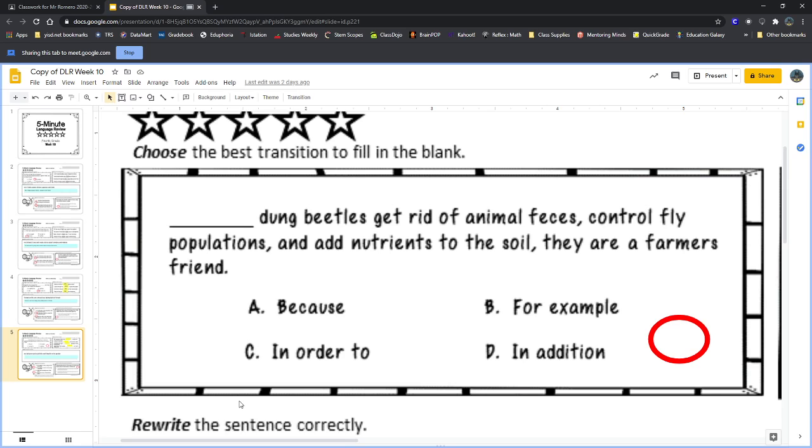If I tried C, it would be, in order to, dung beetles get rid of animal feces, control fly populations, and add nutrients to the soil. They are a farmer's friend. If I tried D, it would be, in addition, dung beetles get rid of animal feces, control fly populations, and add nutrients to the soil. They are a farmer's friend. Which one of those makes the most sense, or works the best for the sentence they're trying to use it for? Would it be A, B, C, or D?